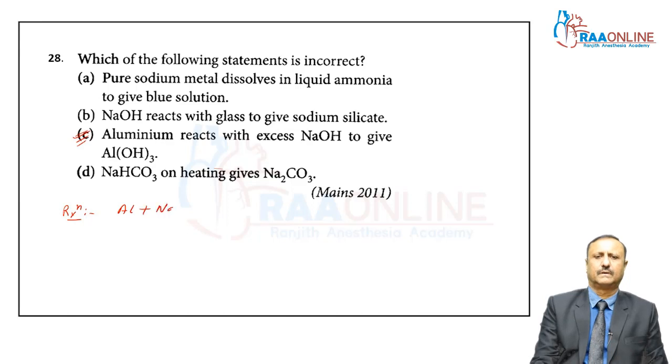Aluminium reacts with NaOH, in the excess of NaOH, to form 2 NaAlO2. First you form aluminium hydroxide and then 2 NaAlO2, plus hydrogen is liberated. So, my dear students, this is called sodium meta-aluminate. You can see the reaction: in this case, aluminium reacts with excess sodium hydroxide to form sodium meta-aluminate, and this is the answer. Question number 28, you get the answer C.